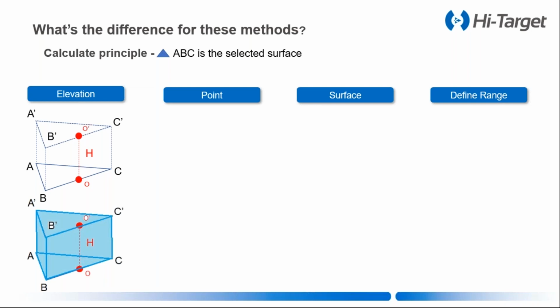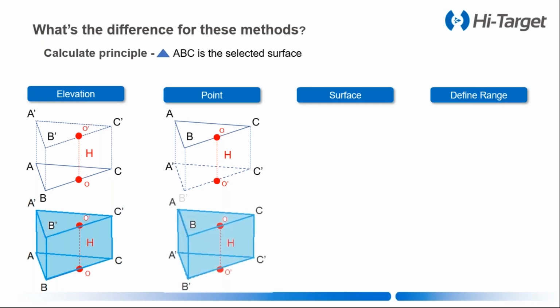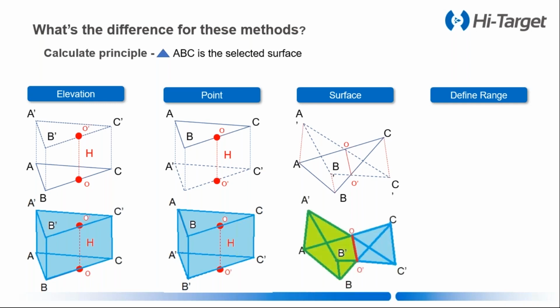And second, reference point. The software will get the elevation from the point. So the volume is the same as the first one, reference elevation. And the reference surface. There are two surfaces, as we know. ABC is the selected surface. Now we add the reference surface ABC, A point, B point, C point. So the volume is calculated as in the picture.